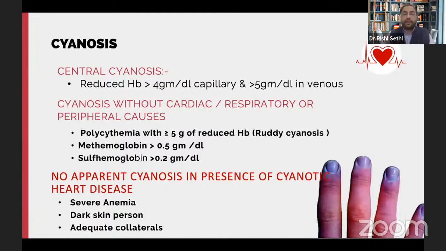And of course, in a patient with cyanotic heart disease, you may not get cyanosis in cases where there's severe anemia. Sometimes in dark-skinned individuals, of course, you have to look at the mucous membranes also, and sometimes when the collaterals are adequate. So many times, the examiners may play around with you, asking you these questions. We'll come to the diagnosis of anemia in cyanotic heart disease as we move forward. That's another interesting thing to learn.